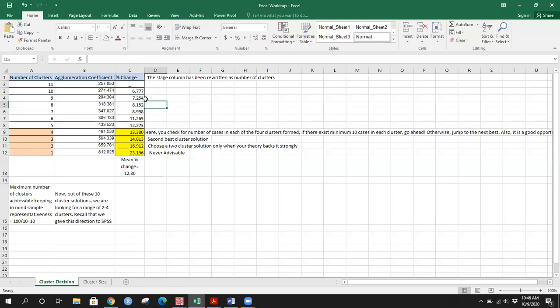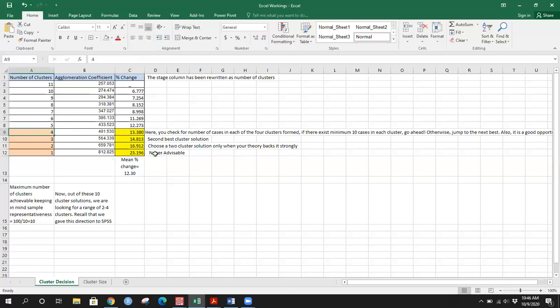6.7, nope. 7.2, not at all. Then 11, nope. 12.27, pretty close, but no. 13.38, that is the number which is greater than 12.3. So that means I can indeed stop my hunt over here. So here you check that 13.38 is greater than 12.3. So a 4 cluster solution can be an optimal one.